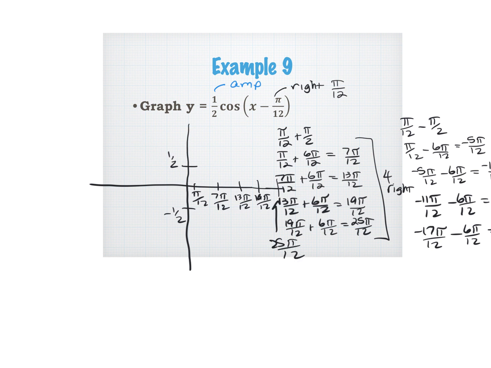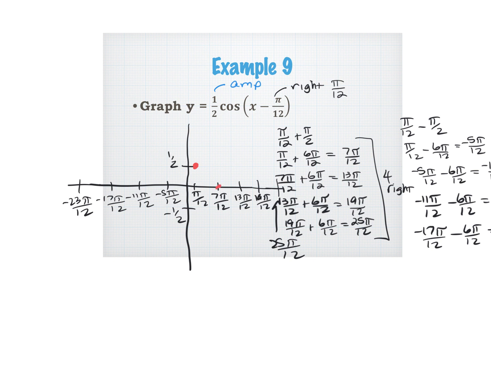And then over on the other side of the axis, we have the -5 pi over 12, and then -11 pi over 12, and then -17 pi over 12, and then lastly, -23 pi over 12. So now this is the cosine graph. So remember, the cosine graph starts at the amplitude, but we're also starting to the right. So I'm starting at pi over 12 at the 1/2 at the amplitude.